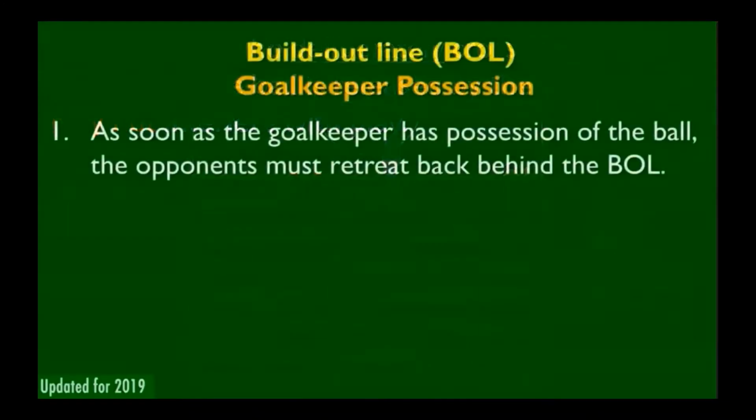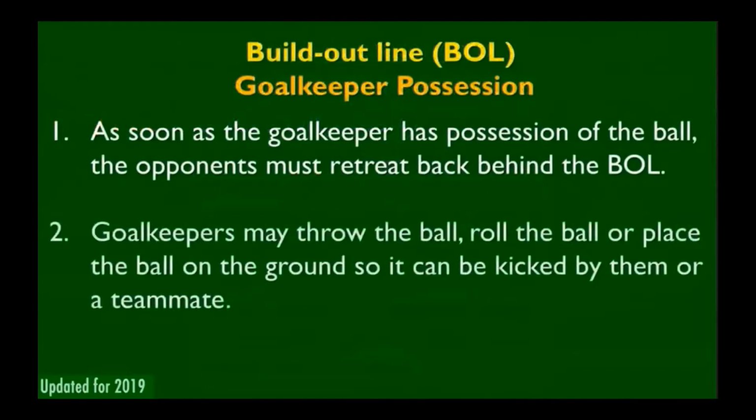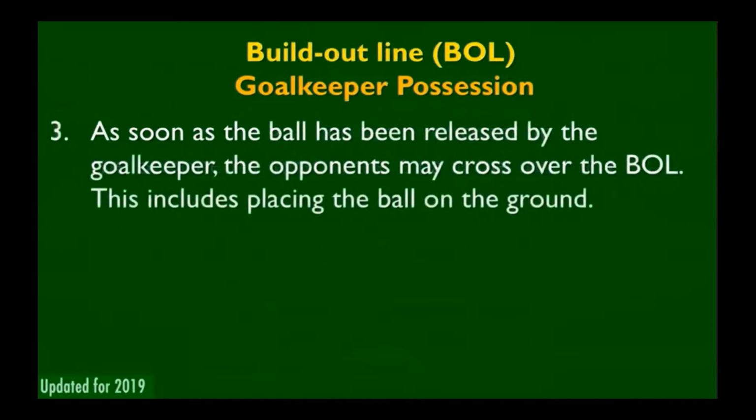As soon as the goalkeeper gets possession of the ball in his or her hands, the opponents must move behind the build-out line. Goalkeepers may throw the ball, roll the ball, or place it on the ground so it can be kicked by them or a teammate. As soon as the ball has been released by the goalkeeper, the opponents may cross the build-out line. This includes placing the ball on the ground.